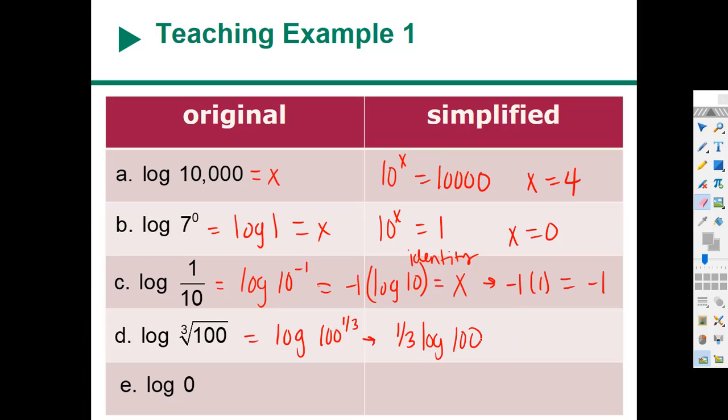Okay, so this is saying you have 1/3. 10 to what power equals 100? 2. So your final answer would be 2/3. That's what the log base 10 is asking you: what power of 10 will give you this value?